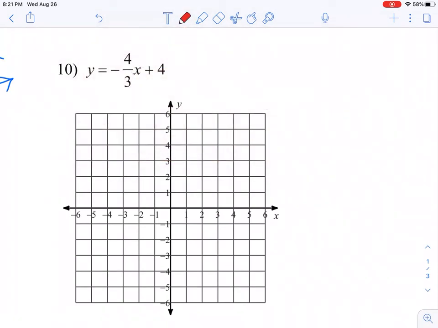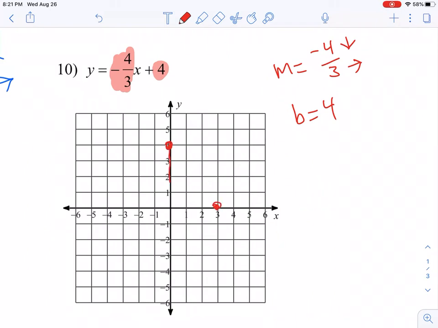Number 10. Do this one in red. M equals. Our m value is the value next to our x. So in this case, m equals negative 4 over 3. We will be going down 4, right 3. Our b value is 4. So we will begin at positive 4 and then count down 4, right 3.